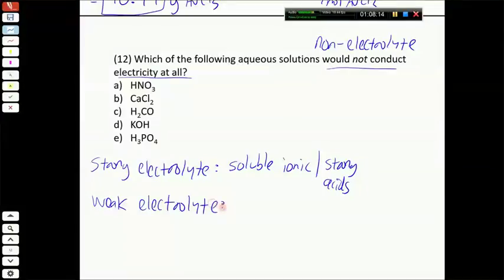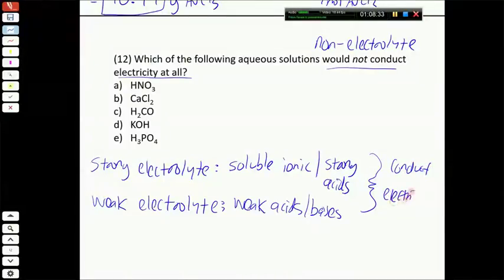And the types of compounds that would be classified as weak electrolytes are weak acids or weak bases. So both of these would conduct electricity. It's just that strong electrolytes conduct electricity better. Those are the two categories of compounds that dissociate when you dissolve them. Weak electrolytes don't dissociate very much, but they still produce some ions and still conduct electricity to some extent.